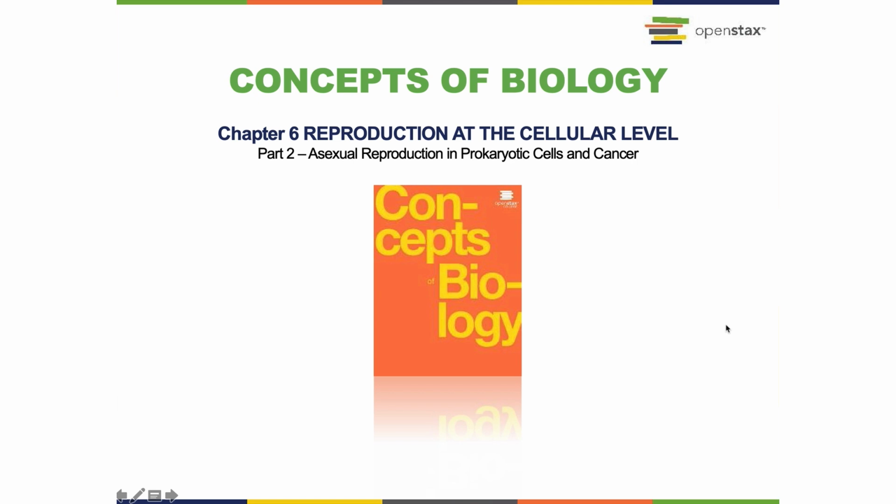All right, welcome to the second part of Chapter 6, Reproduction at the Cellular Level. This time we're going to start by looking at binary fission in a prokaryotic cell, and then we're going to look into how mitosis can lead to cancer.